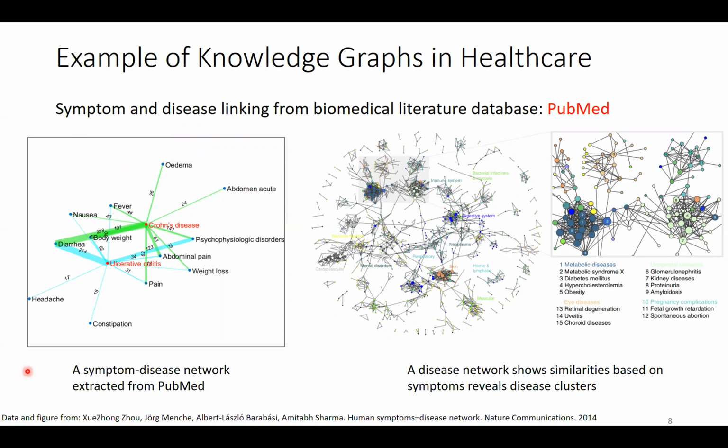While ulcerative colitis is more related to headache and constipation. So on the right-hand side of the figure, the graph of disease shows that the similarity actually reveals some interesting patterns of clusters.